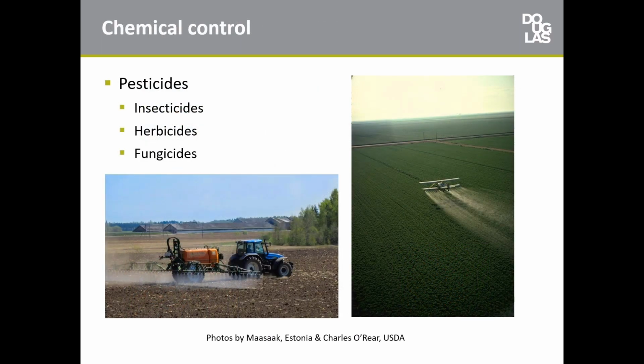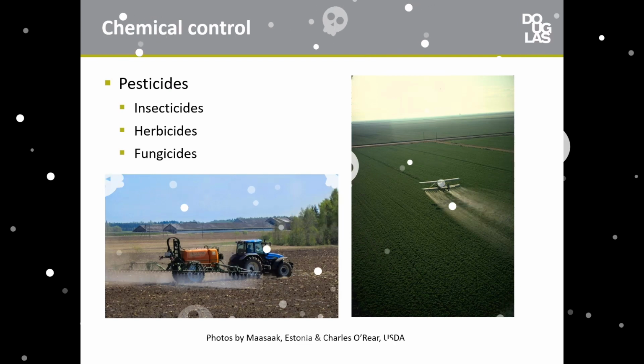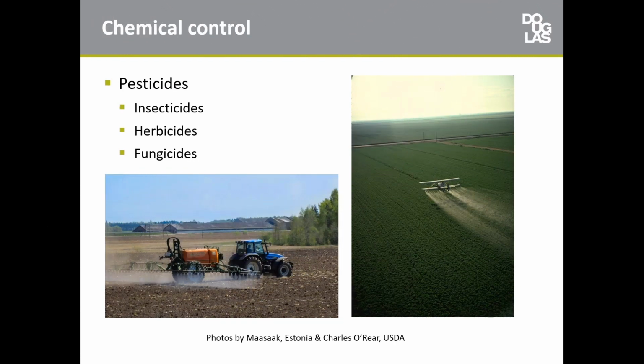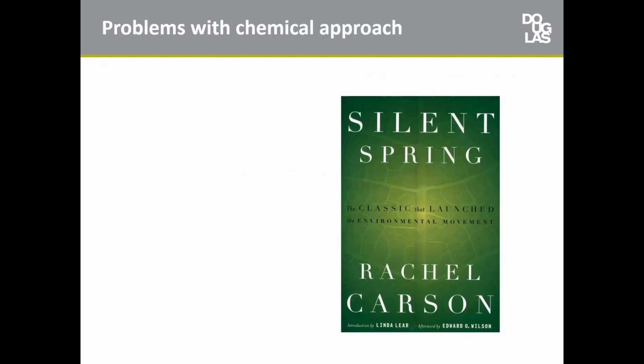So the approach for a long time, since about the Second World War, I guess, and up to the present day to some extent at least, is to use what we call chemical control to control these insect pests. We use pesticides like insecticides to control insects, but there's also other pesticides in the system that are herbicides to control weeds and fungicides to control fungal diseases. And there's been a few problems identified with this chemical approach to pest management.